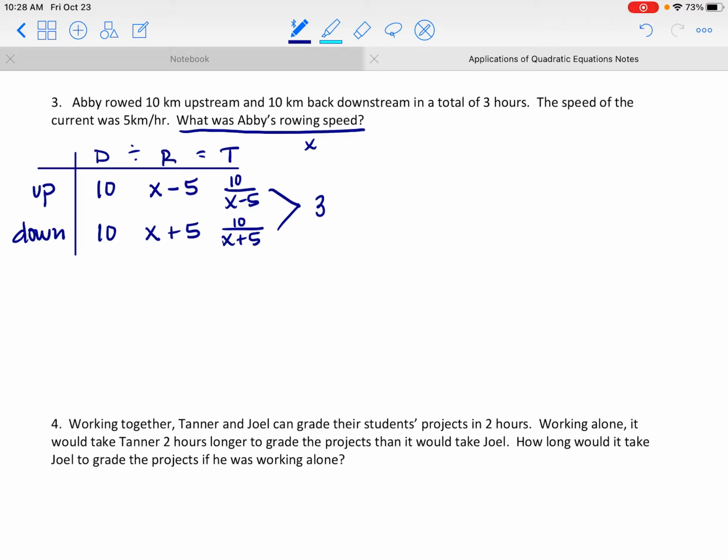So we're going to start over here just in case I need all the space. Let me change colors. So we have 10 over x minus 5, that's the time up, plus we have 10 over x plus 5, that's the time to go down. Altogether, that time took 3 hours. All right, so this is why we saw this in our rational unit, because this is not a quadratic equation yet. However, when we get rid of our fractions, it will become a quadratic equation.